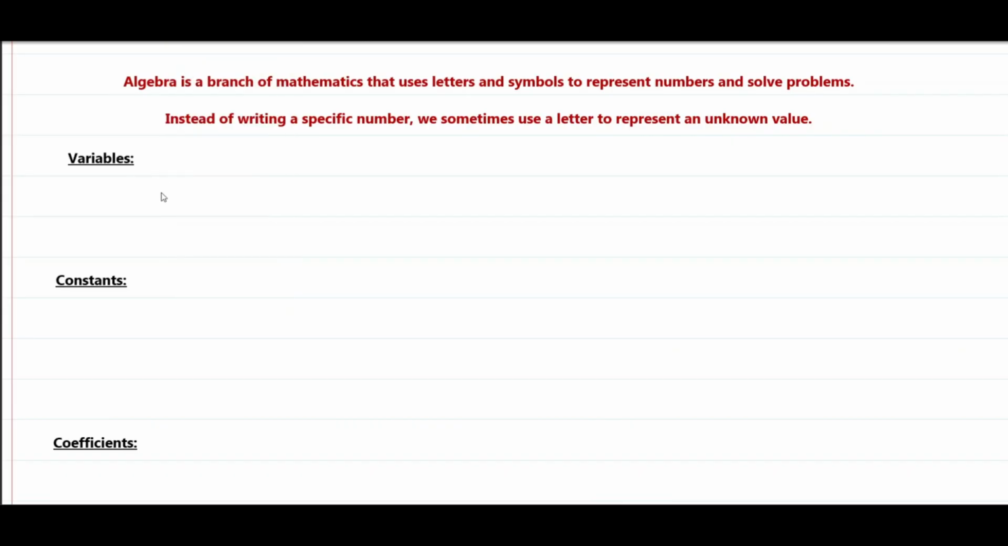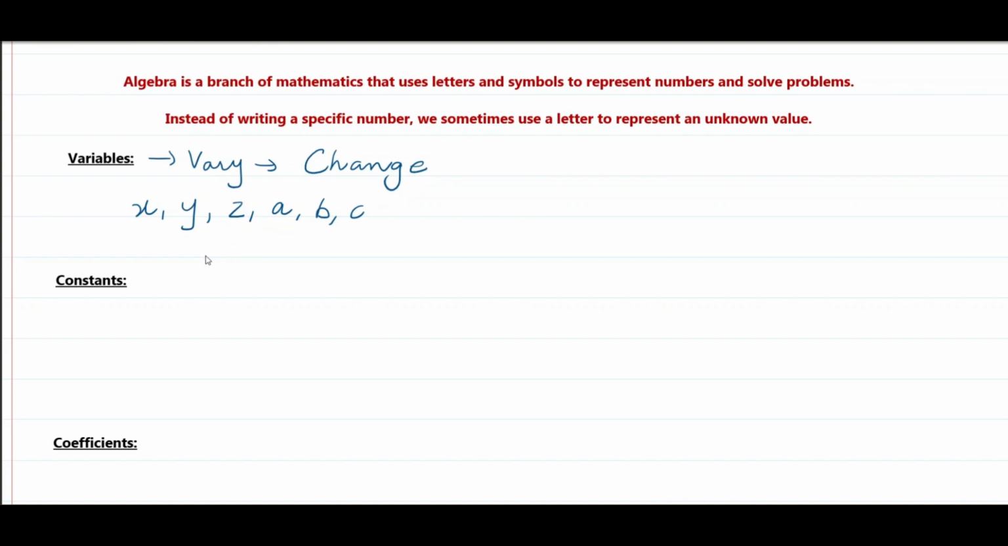Okay, what is a variable? Variable is derived from the word vary, and vary means change. We can use any letter here: X, Y, Z, A, B, C. Any letter can come under this heading variables, and the value of these letters will be changing according to the question. That's why they are known as variables.